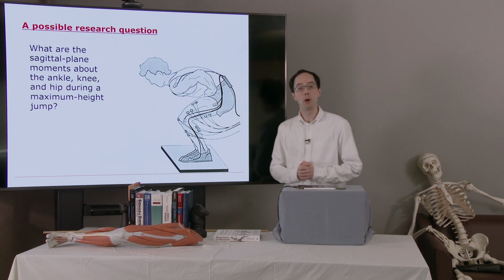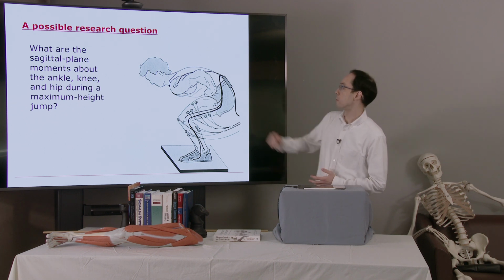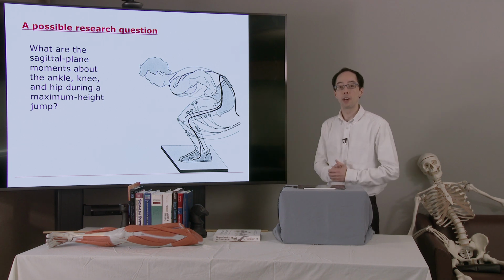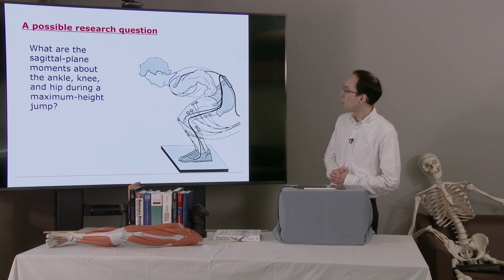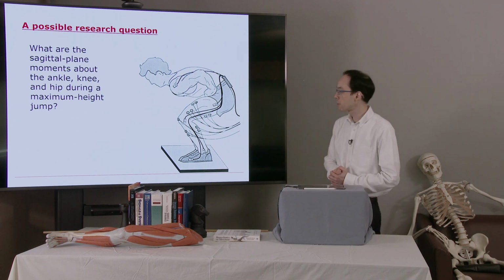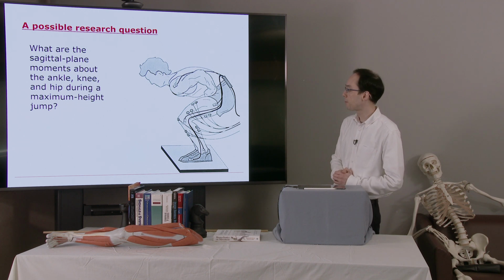What are the sagittal plane moments about the ankle, knee, and hip during a maximum height jump? So we're going to bring someone into the lab and collect some data and ask them to jump as high as they can. What data are we collecting? Well, we see a force plate down here. We'll collect ground reaction forces. We'll talk about what happens in the event that we don't have ground reaction forces.